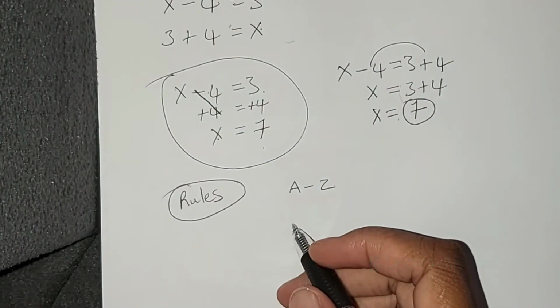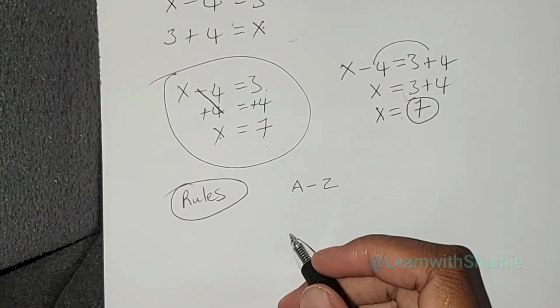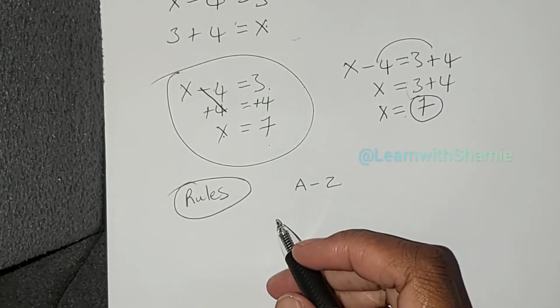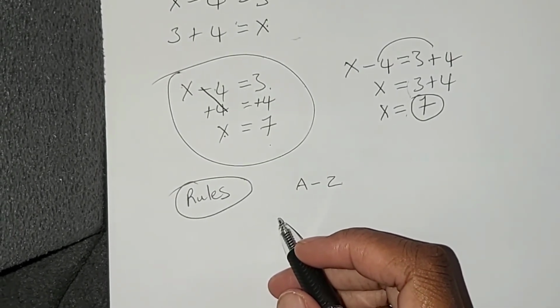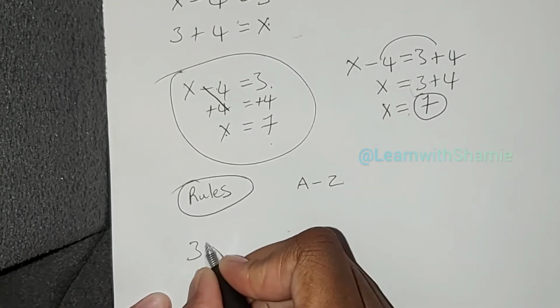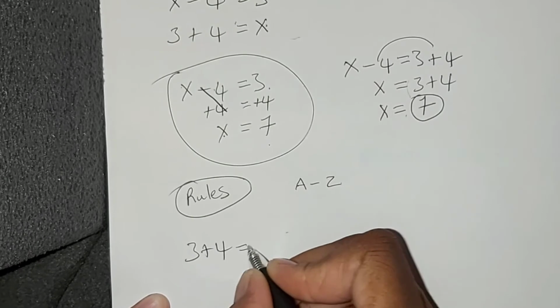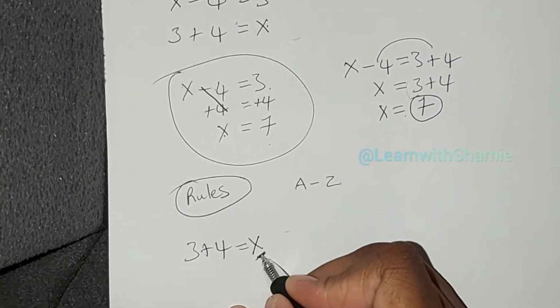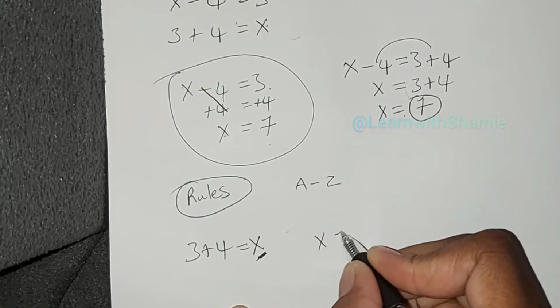The first rule you need to know is that the same letter can be used in different equations to stand for different unknown values. For example, in the equation we solved earlier, 3 plus 4 equal to x, the letter x is used to stand for 7.